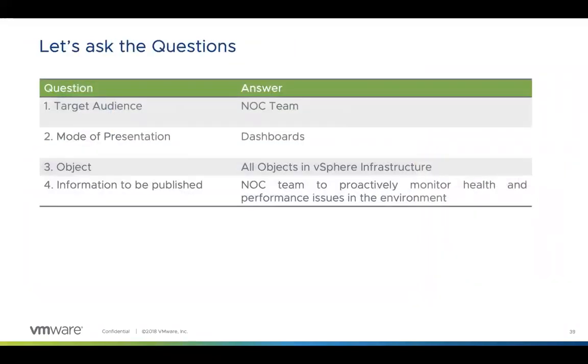Now let's go in and ask the questions. Who's the target audience? The NOC team. Mode of presentation, of course, is nothing other than dashboards, because they are going to see them on rolling screens, where it keeps changing. Now, what objects should we be looking at? All objects in the vSphere infrastructure, because the NOC team will have to monitor everything in their vSphere infrastructure. What is the information to be published? The NOC team has to proactively monitor health and performance issues in the environment, so they need to look at the health and performance metrics for each of those environments.